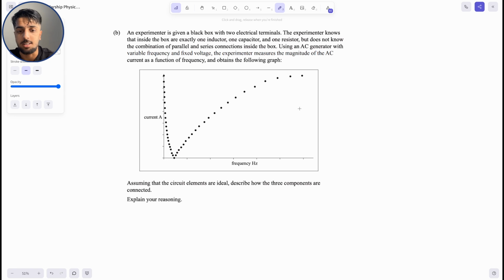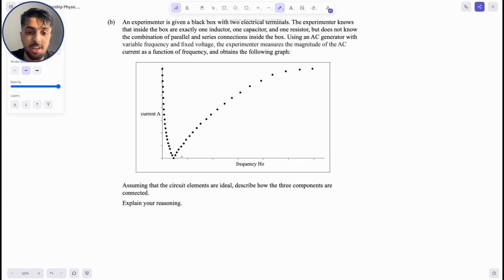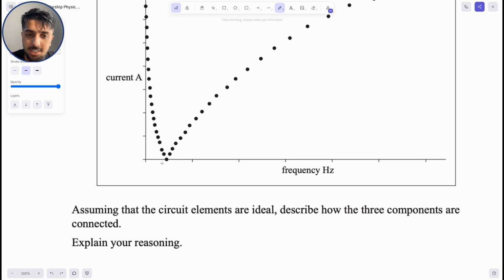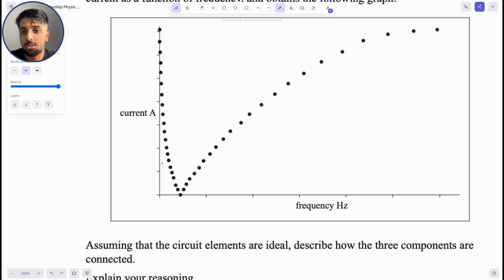Explain your reasoning. Okay, so the inductor and capacitor must be in parallel, as we have a point on the graph where current is a minimum. Now, if the inductor and capacitor were in series with each other, when the reactance of the inductor and the capacitor are equal, we should see a max in current because they should cancel each other out. However, we see a minimum current right here. And so that tells us that the inductor and the capacitor are in parallel instead of in series.